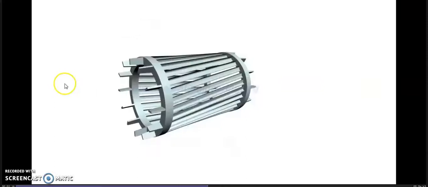Okay, now we shall see the rotor part. This is the rotor part.